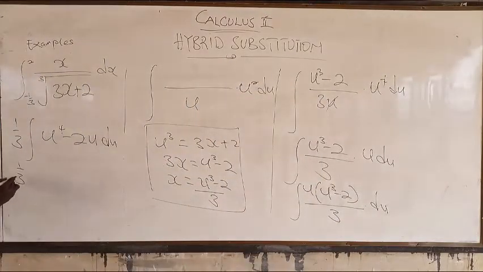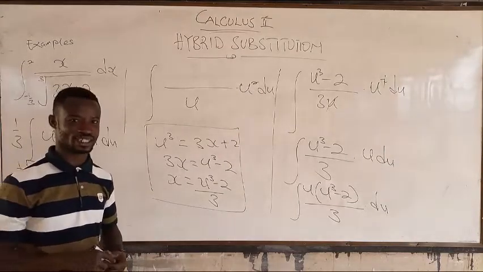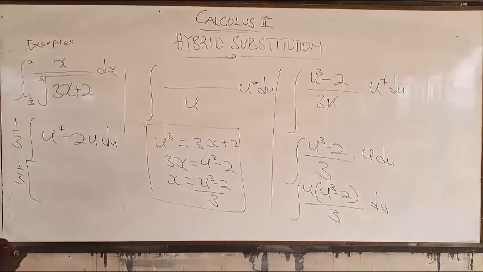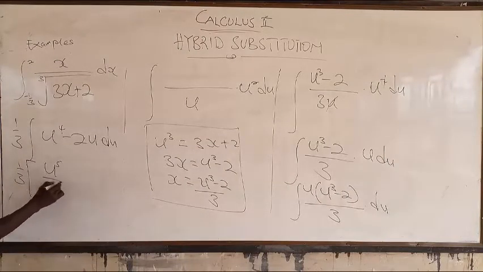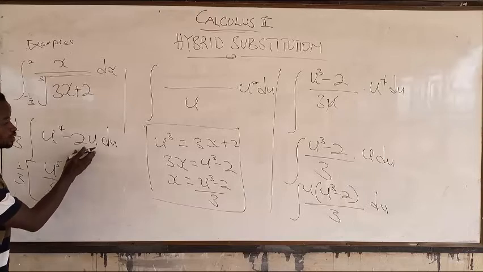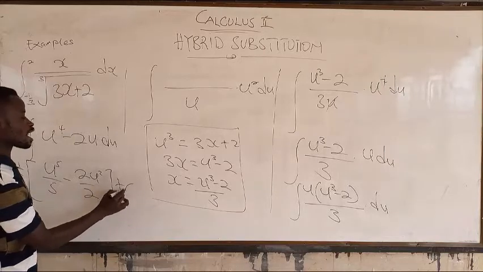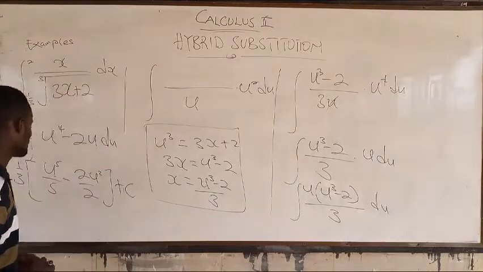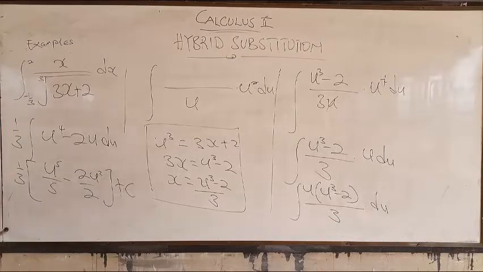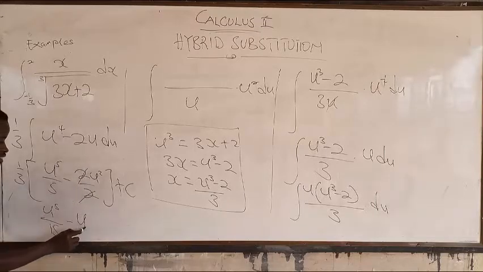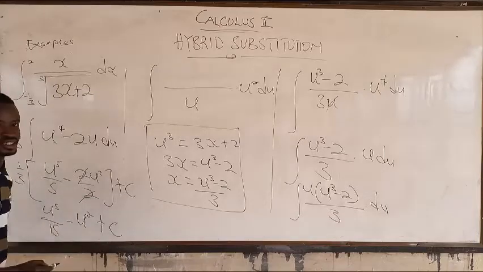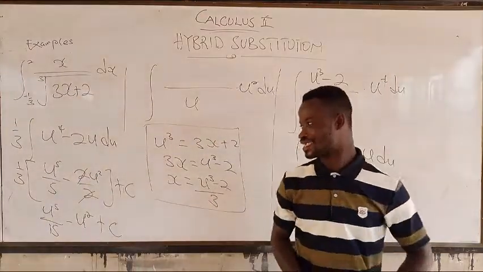So here we have 1 over 3, and it is going to multiply the inside. When you integrate this, you get u to the power 5 over 5, minus, when you integrate this, 2u squared over 2. Then you add plus c. Never forget it, don't forget it. So we end up getting u to the power 5 over 15 minus u squared plus c. Hope you can see that.